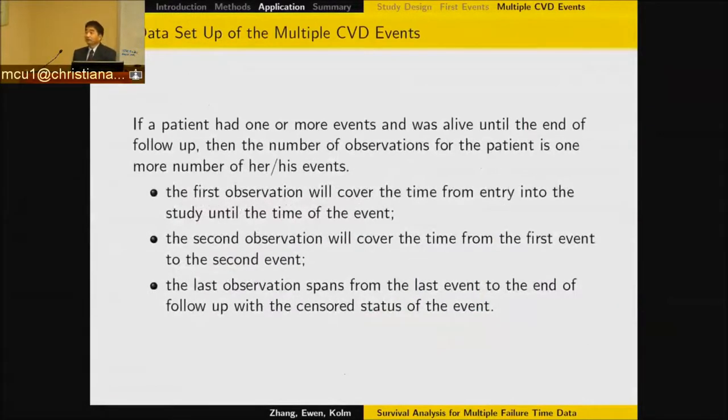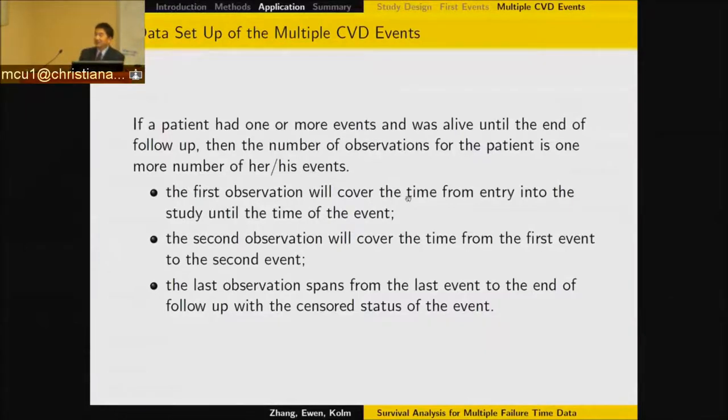So, which means if a patient has one or more events and was alive until the end of the follow-up, then the number of observations for the patient is one more than the number of cases or events. This is what I said. So this is what you just mentioned. Okay, I will add one more slide to indicate this situation next time.